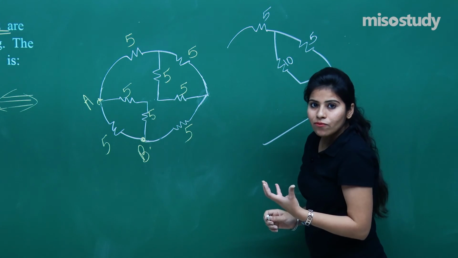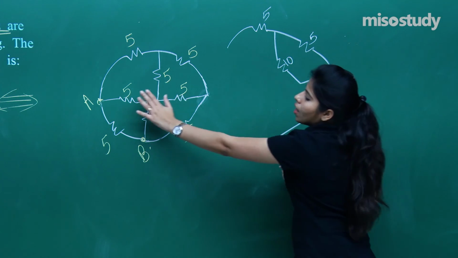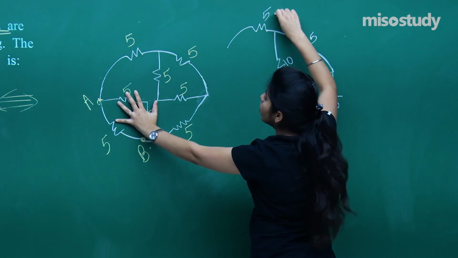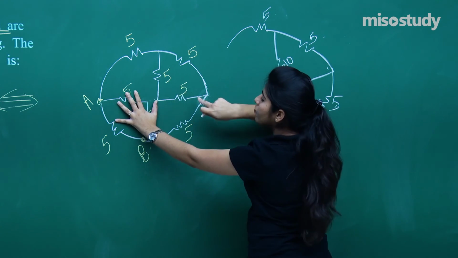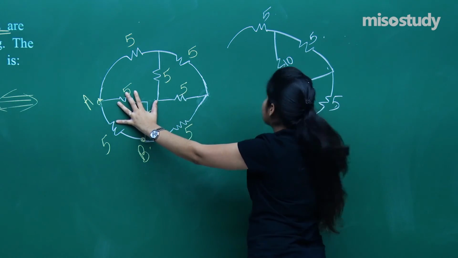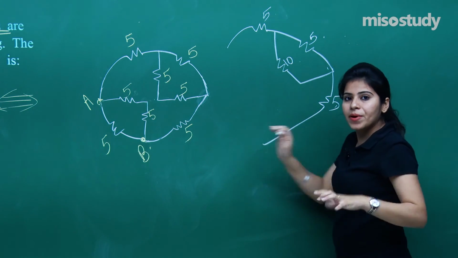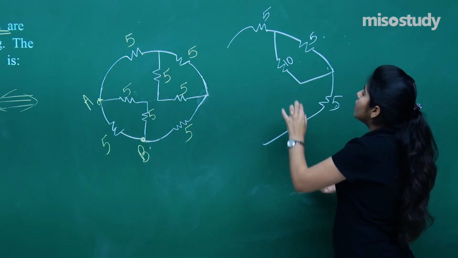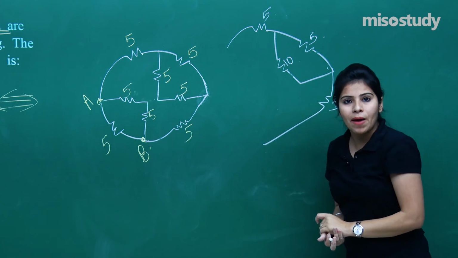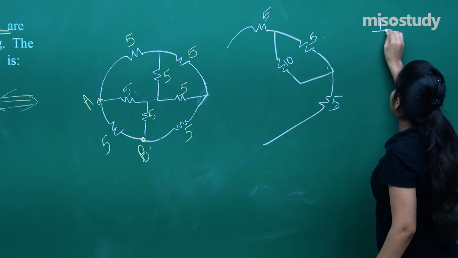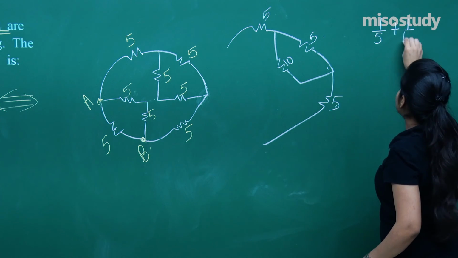Are you understanding which portion I have considered? In the remaining portion, I have considered all this portion, that is 5 ohm, this 5 ohm and this 5 plus 5 has become 10. So this is 10 ohm and this is 5 ohm. I have left the remaining portion. Now let me tell you, these two are connected in parallel. So what will be the resistance of them? That will be 1 upon 5 plus 1 upon 10.